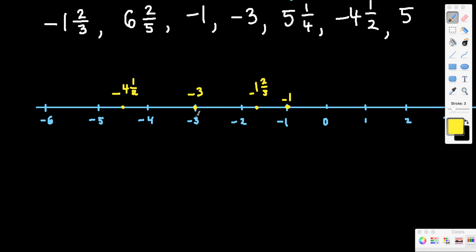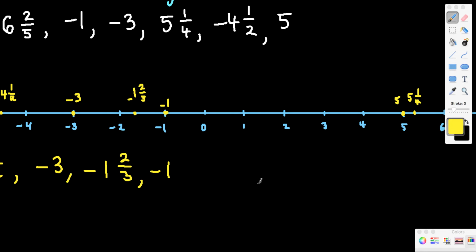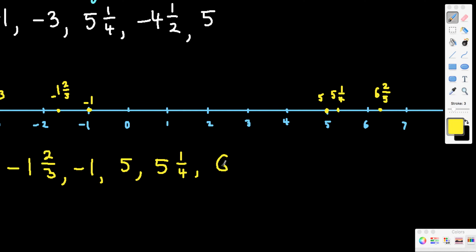So my final order then, smallest numbers are the ones furthest left on my number line. So -4 1/2 is the smallest number in that list, followed by -3, -1 and 2/3, followed by -1. And then I get to my positive numbers. So I've got 5, 5 1/4, and finally 6 and 2/5.